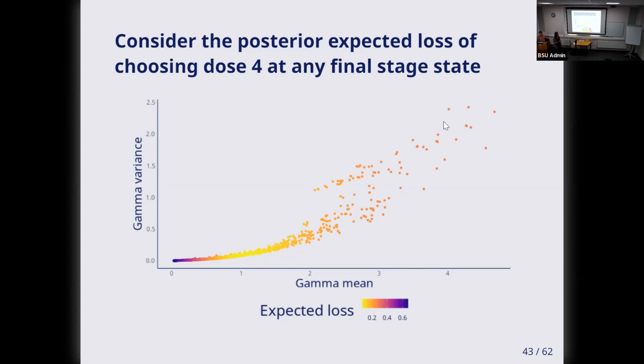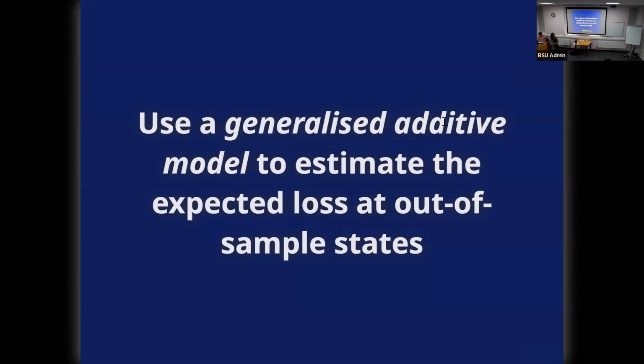We want to be able to, given a final stage data set, predict what the expected loss associated with choosing dose 4 is, given those data. And we want to do this for each of the possible choices of dose. So suppose we have a picture like this for dose 1 through to dose 6. And then we're going to model this relationship with generalized additive models. That can be done pretty easily in R using Simon Wood's mgcv package.